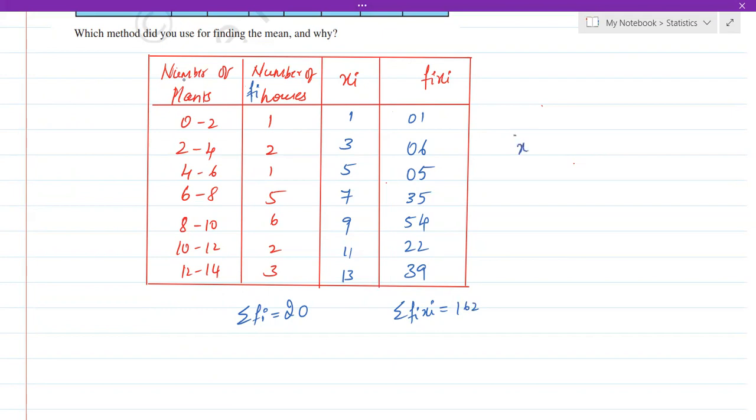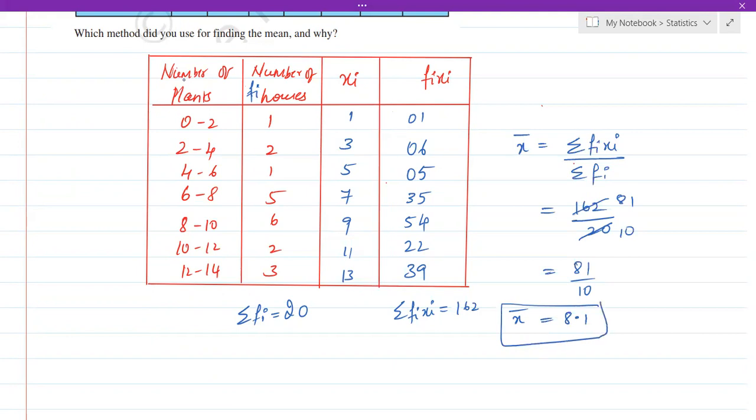Now let's use the formula. X bar, that is mean, is equal to summation fi xi divided by summation fi. Summation fi xi is 162, divided by 20. 2 8s are 16, 2 1s are 2, so it is 81 by 10. 81 by 10 is actually 8.1. So x bar is equal to 8.1. Even if you use any other method, that is the assumed mean method or step deviation method, we'll definitely get the same answer, and we have to get the same answer. Here both fi and xi were very small, so we used the direct method.